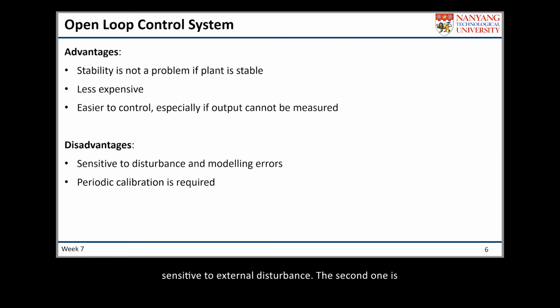The second one is that periodic calibration is required. When dust is piling on your heat pump and the performance is dropping, you have to clean it. That's a kind of calibration. You have to calibrate it, you have to clean it, and there are many other calibrations that you have to do to maintain the same performance of an open loop system.